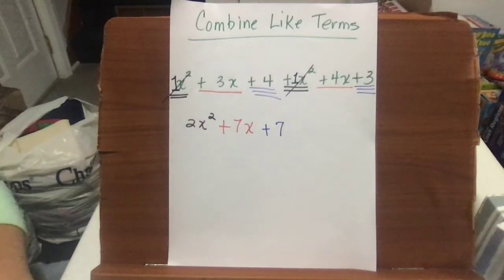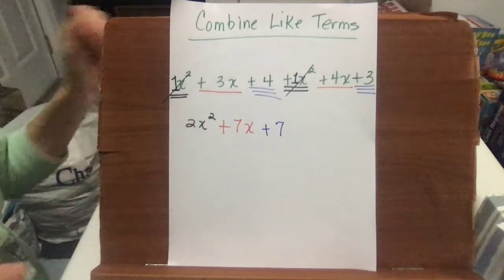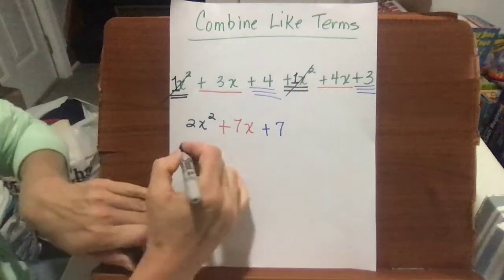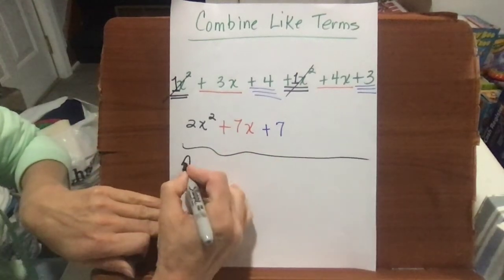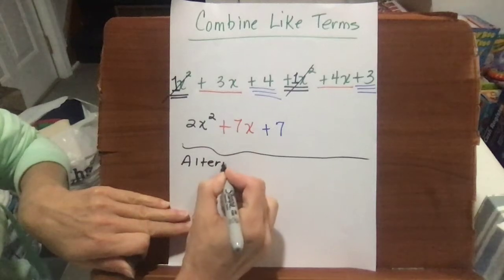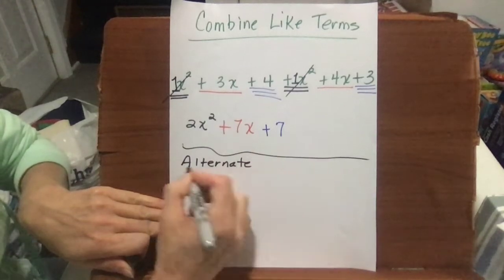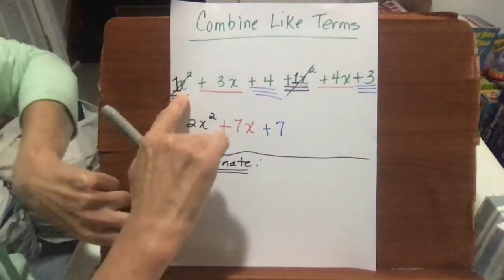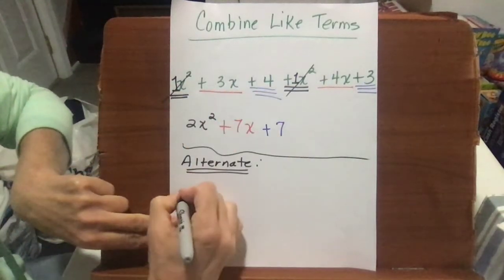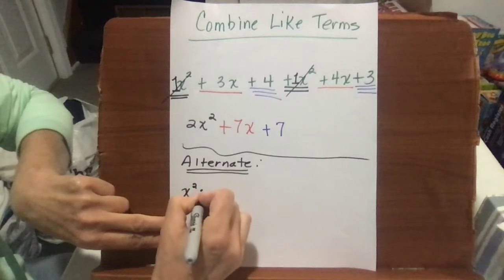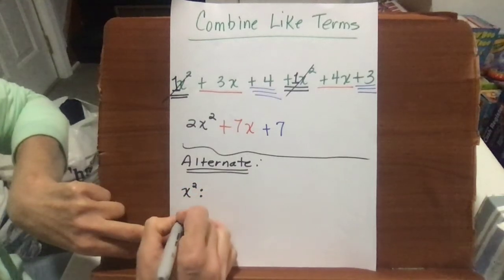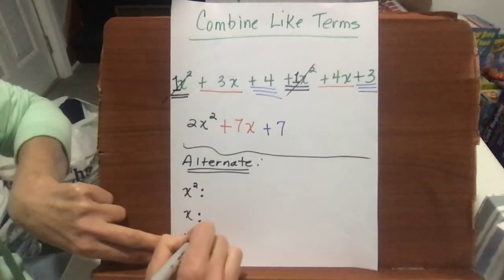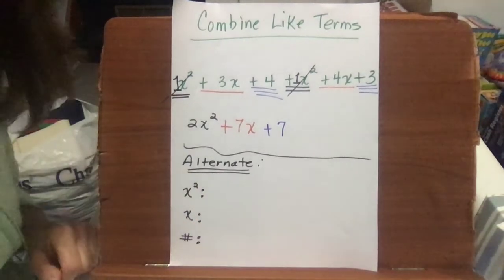Now, an alternate way you could look at this is by taking each of the terms. This is an alternate. That might work for some people, because having it in a string like this can get confusing. So I have x squares, I have x's, and I have numbers. So I put a little, kind of like a chart. I have x squares, x's, and then just plain old numbers. So those are my types of terms.